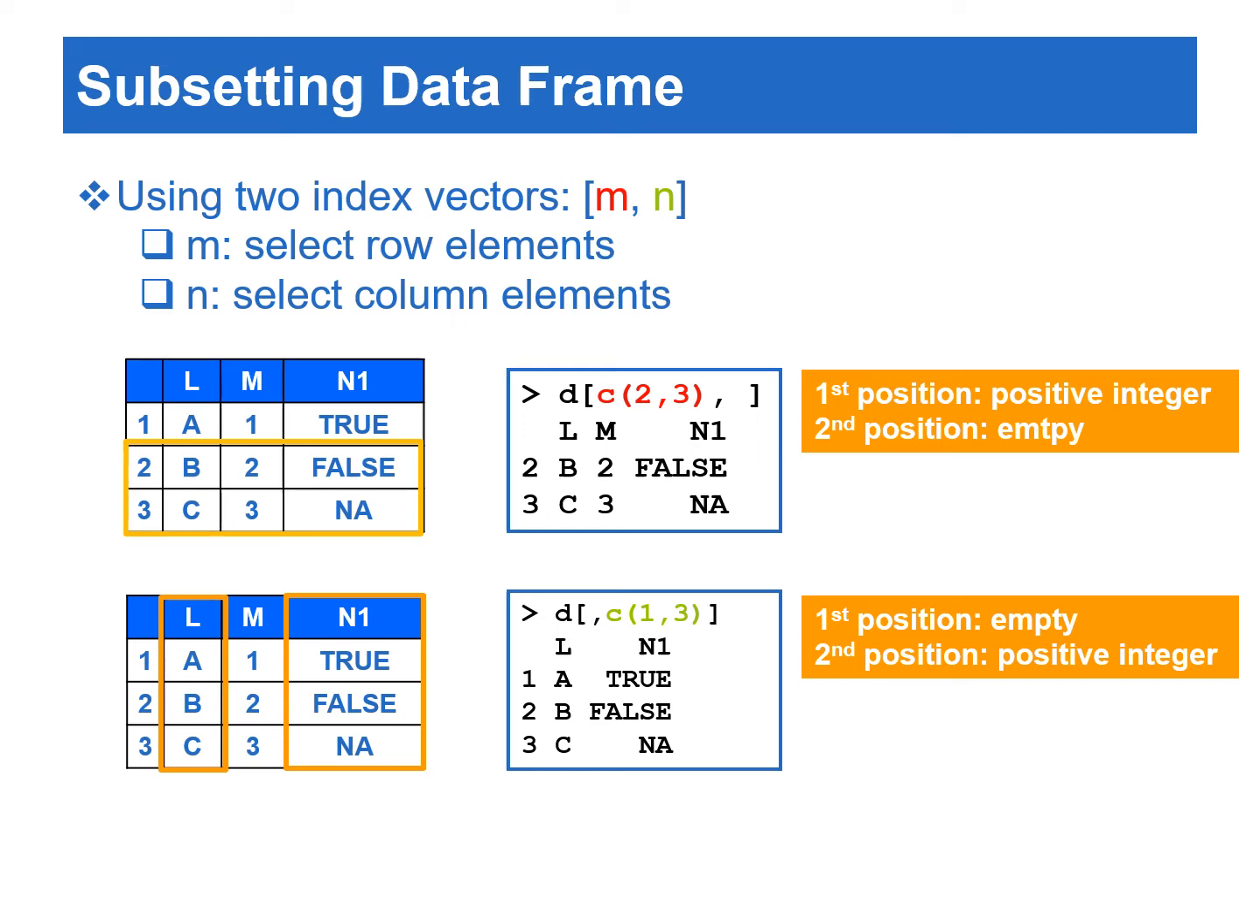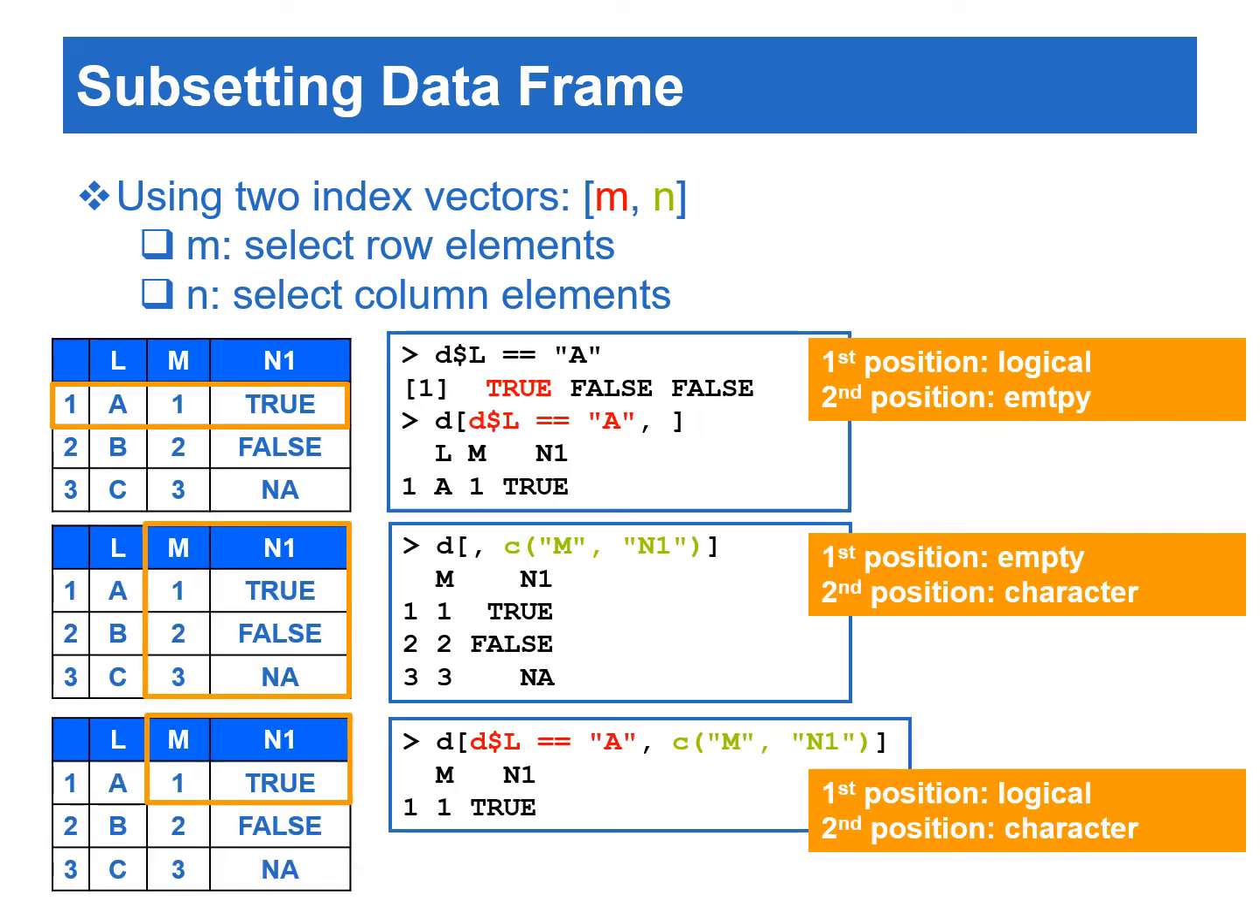D is a data frame with 3 variables. The first example selects the second and the third rows by including the index vector at the first position and leaving the second position within the square bracket empty. The second example selects the first and third columns. Both examples use positive integer indexing.